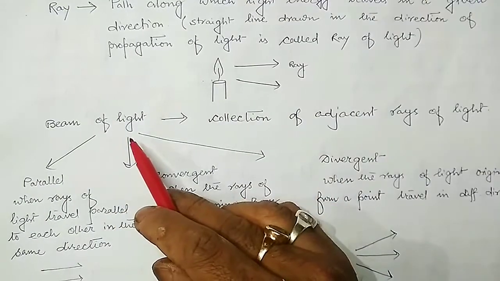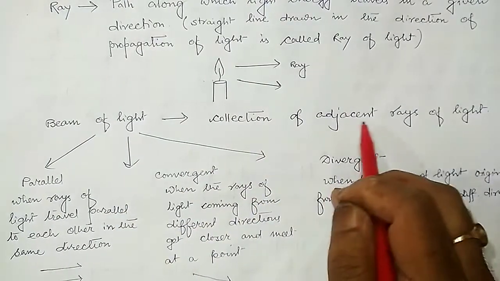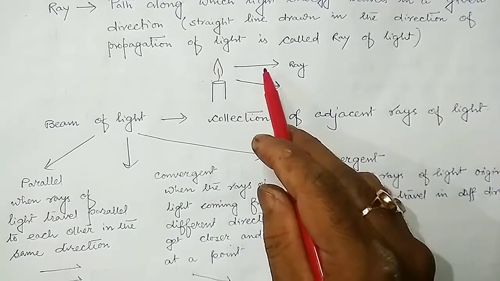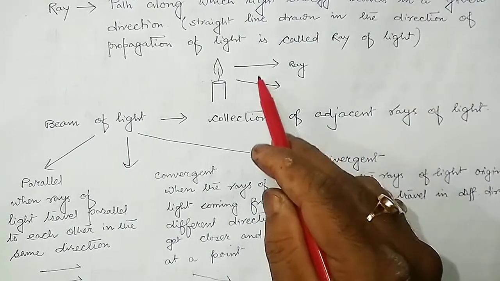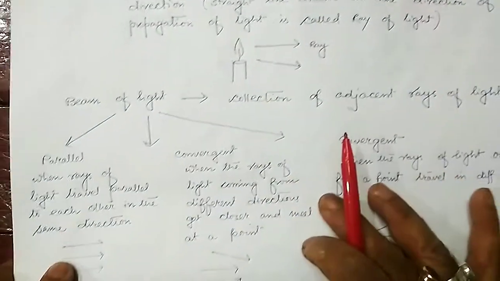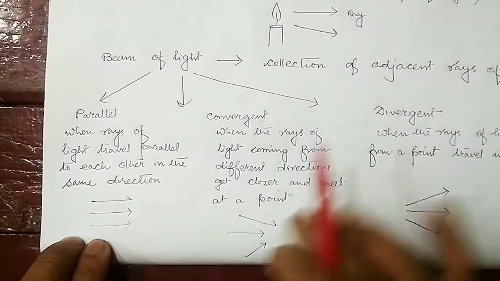Beam of light. What is beam of light? It is the collection of adjacent rays of light. That means instead of one, if you consider multiple rays, then those collection of adjacent rays form beam of light. These beam of light can be of 3 types. First one is called parallel.